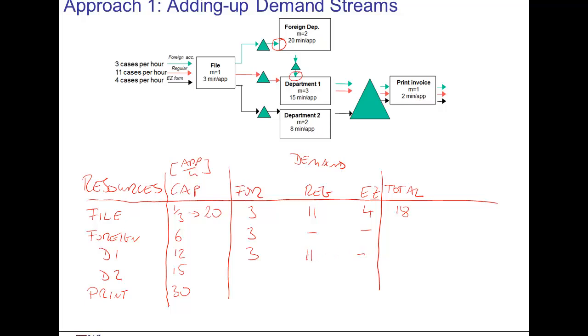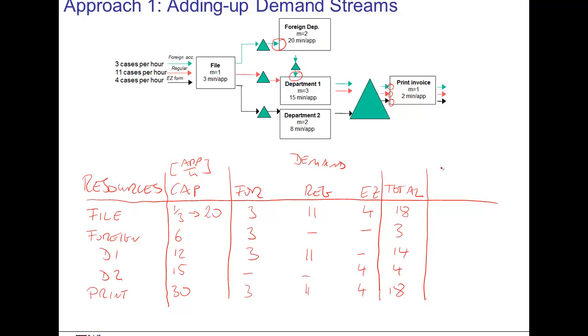In Department 2, however, we have no foreign, no regular, just easy ones at a rate of 4 units per hour. Finally, everybody shows up at printing, and the total demand there is 3 plus 11 plus 4 equals 18. So you notice here that a nice process flow diagram, ideally using different colors to illustrate the different flows, is going to be very helpful as you do these calculations.